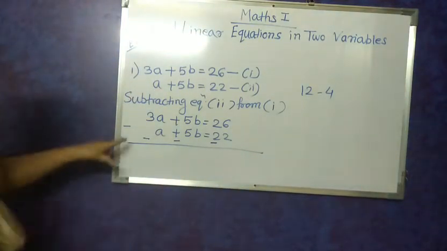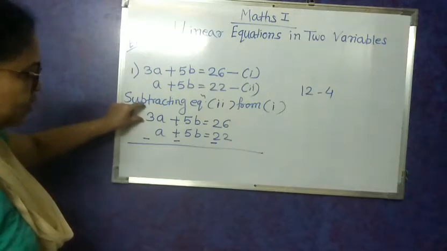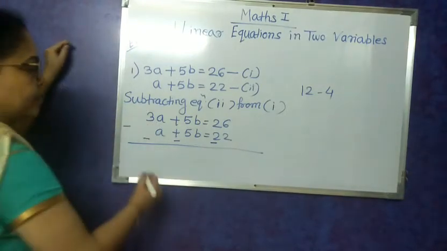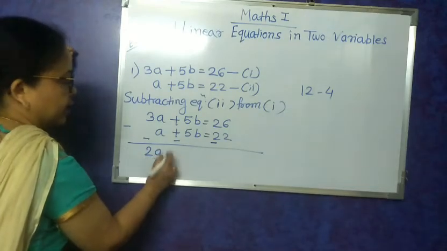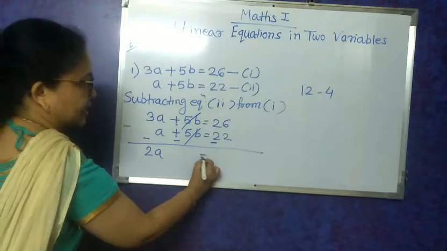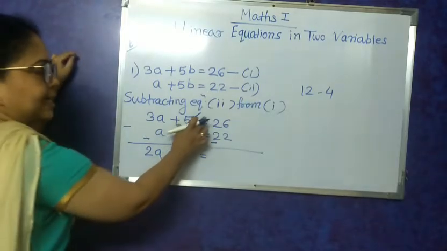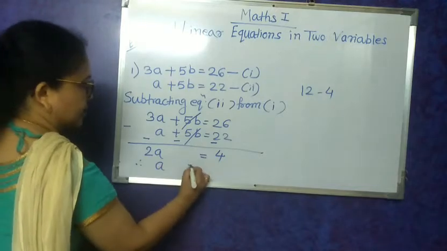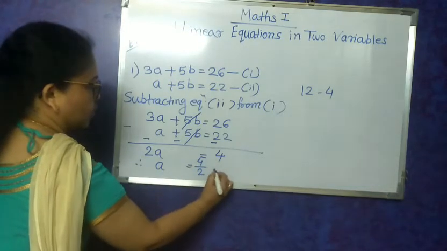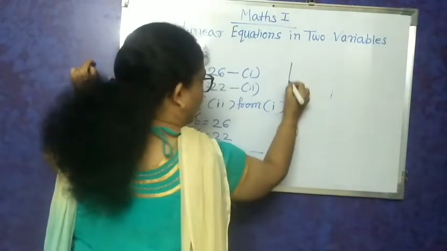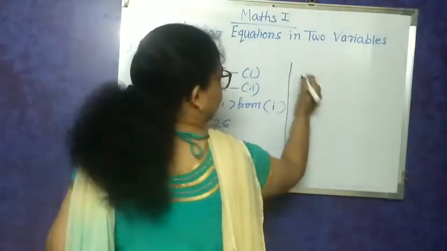Now see, a's sign is minus. Now we have to do 3a minus a, so we will get 2a. Plus 5b minus 5b will get cancelled. What will come here? 26 minus 22 is 4. So a is equal to 4 upon 2, which is 2. Clear? Now the next part. Now you have to write each and every step in the notebook.